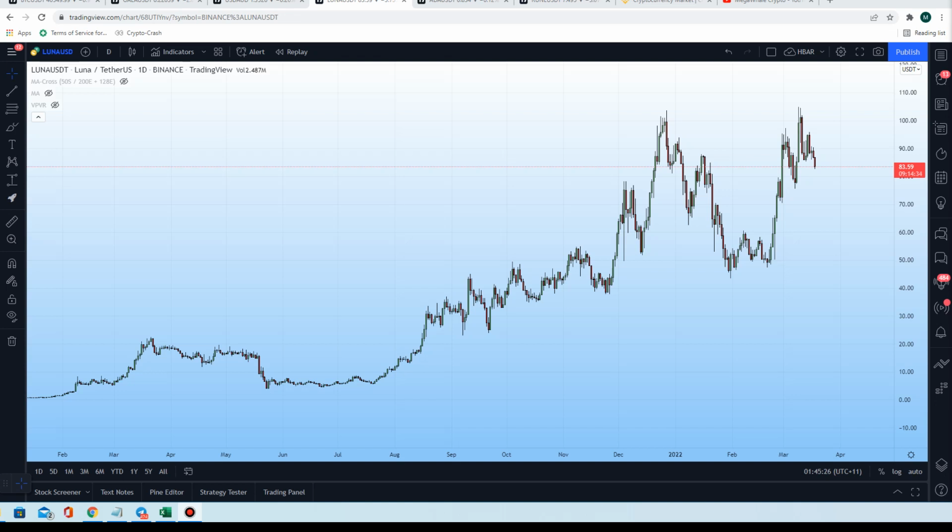Of course, Luna's had a pretty explosive move upwards in the last few weeks, performing considerably well against the entire market, and a lot of hype around that Terra, that Luna space. And the question we're going to be asking today really is, is the move over? And if so, where do we think the price will be heading? And where shall we be looking to enter? So if you want to find out all those things, stick around to the end of the video.